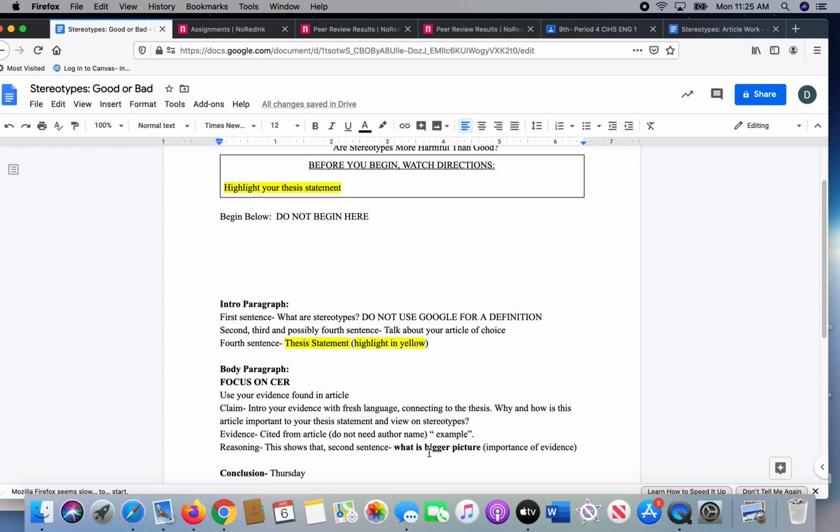The second sentence, as we talked about, reasoning is the most important because what is the bigger picture? Why is the evidence important enough to use in support of what you're saying about stereotypes? So that will be our structure.